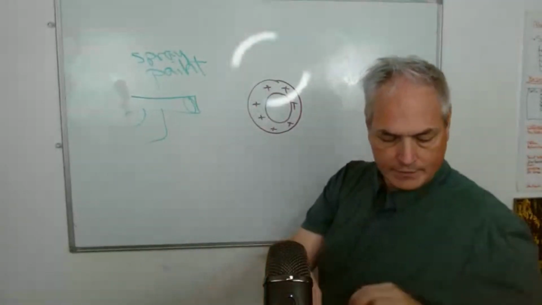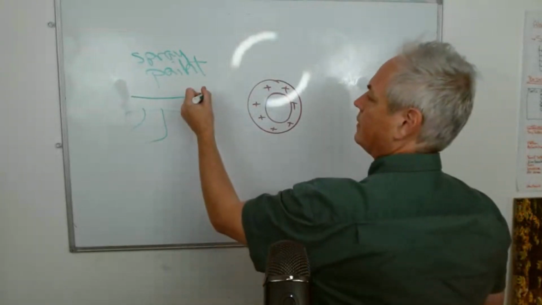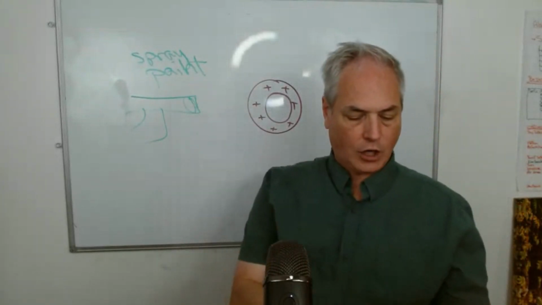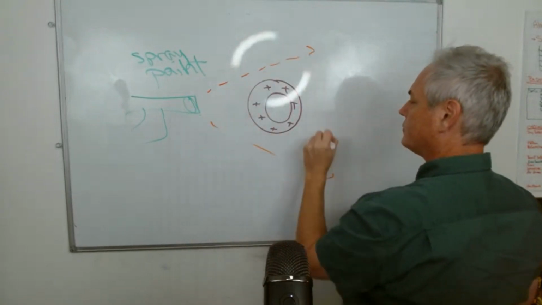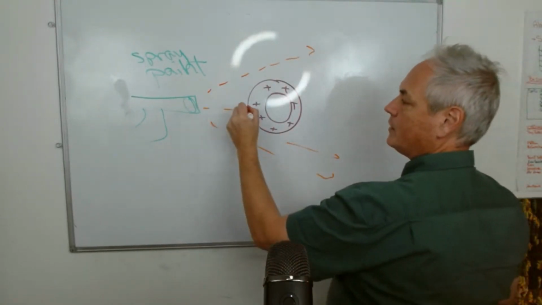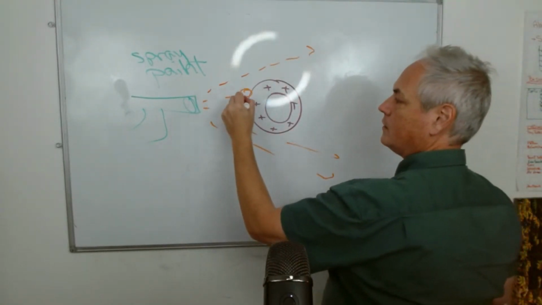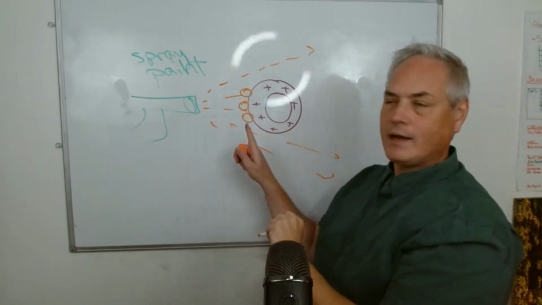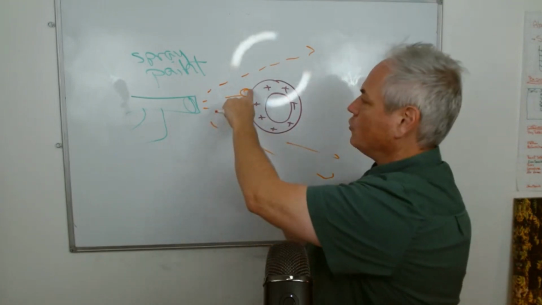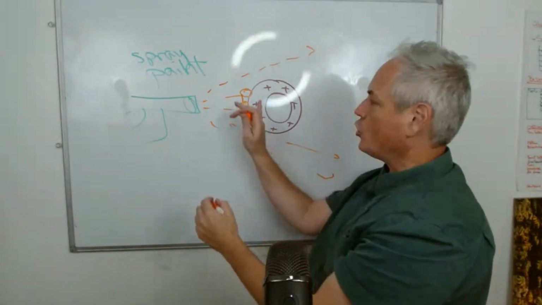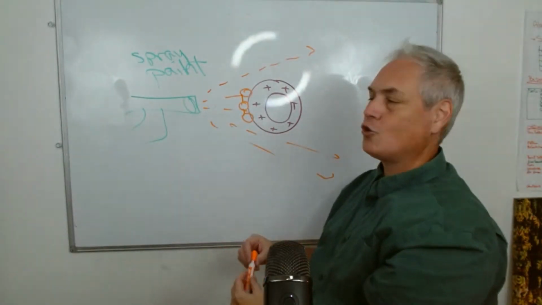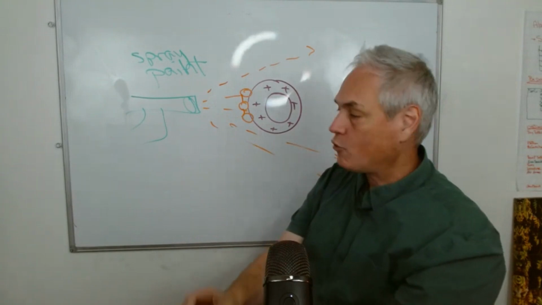So here, let's see if I can get a color, let's get orange. You have particles that are going everywhere. And what happens is that you have paint particles that will go here on the edge, but here it will just fill out and it becomes a coat of paint if there's no electrostatic force.